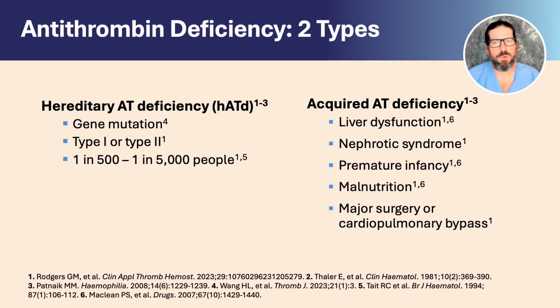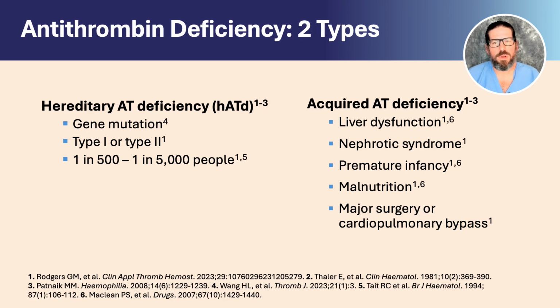conditions. Hereditary antithrombin deficiency is caused by a gene mutation and can be distinguished as either type 1 or type 2. Type 1 occurs when the protein is normal, but not enough is produced. Type 2 occurs when the antithrombin protein concentration is normal, but its function is abnormal.